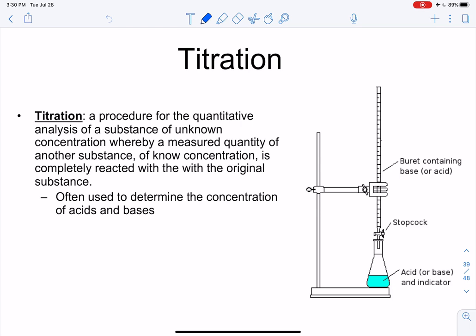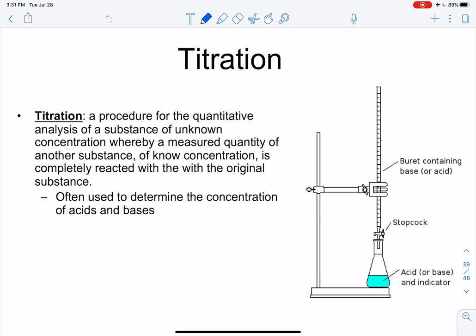Now, what is titration? Well, the definition is a procedure for the quantitative analysis of a substance of unknown concentration, whereby a measured quantity of another substance of known concentration is completely reacted with the original substance, which sounds like blah, blah, blah. So let's take a look at the picture to the right.